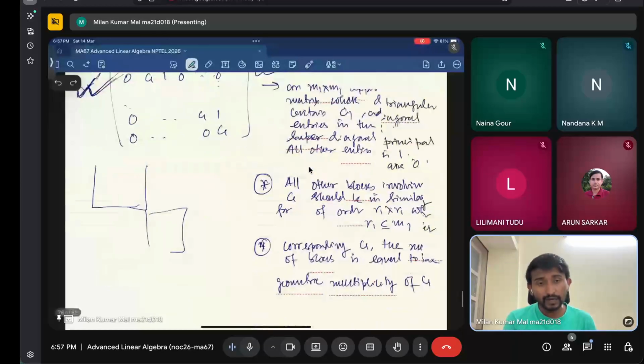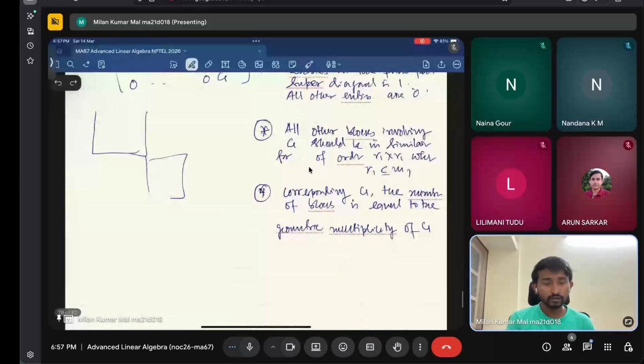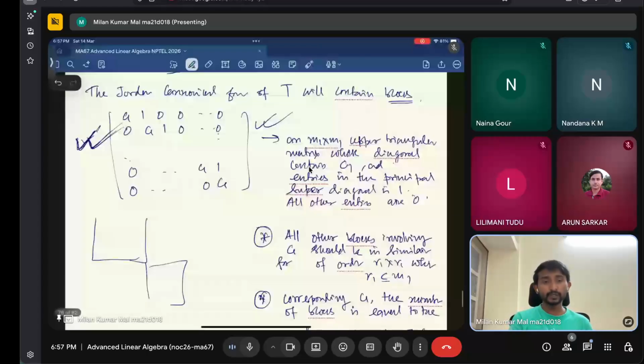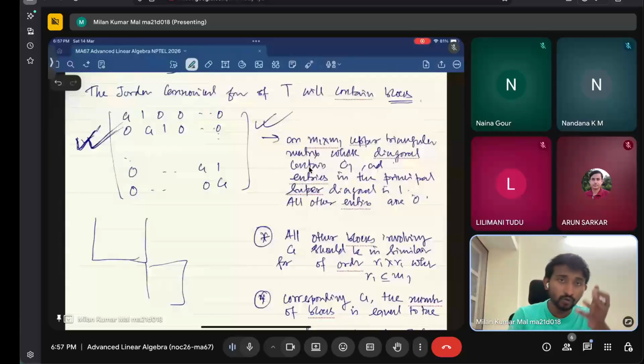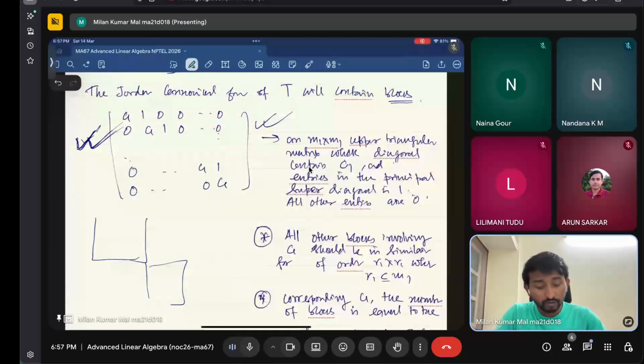But all other, I mean, at least one block of that M1 order, and there can be another block which is also of M1 order. But the number of blocks will be exactly equal to the geometric multiplicity, and the order of the blocks should not exceed this M1. Here is one fact. Maybe you have already read why this is happening.